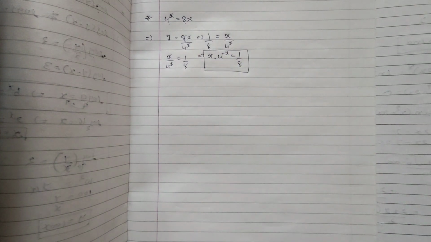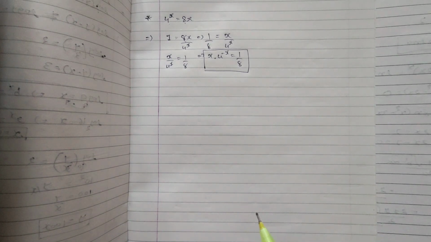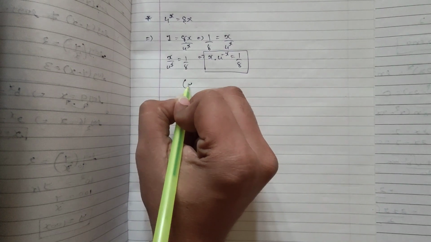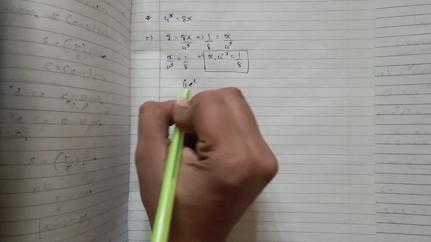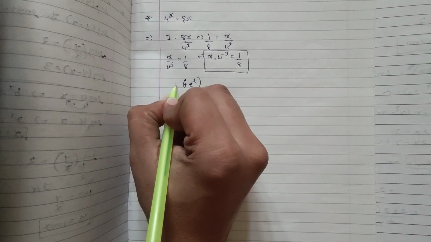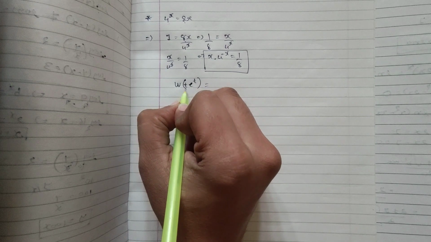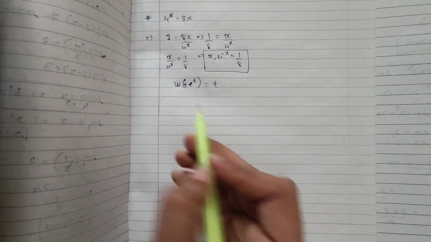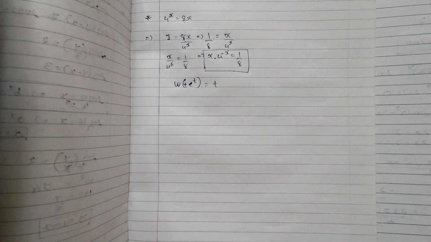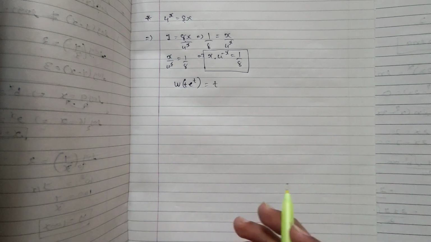But now how do we solve this equation? In order to solve this equation, you must know about the Lambert W function. If any function is in the form of t into e raised to t, and I apply the Lambert function here, then the answer will be t. Which means if I apply the Lambert function on t into e raised to t form, the answer will be t. So if I get this equation in this form, then I can easily write the answer, right?